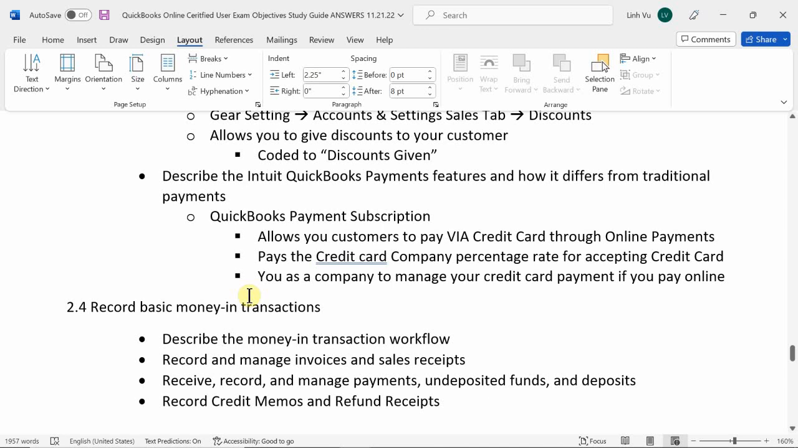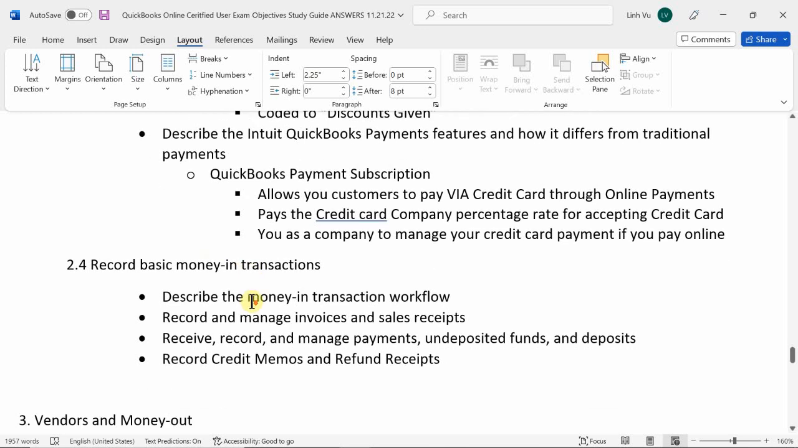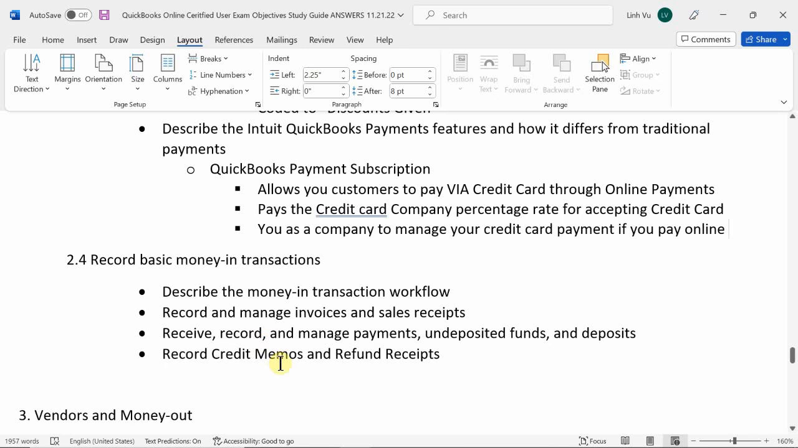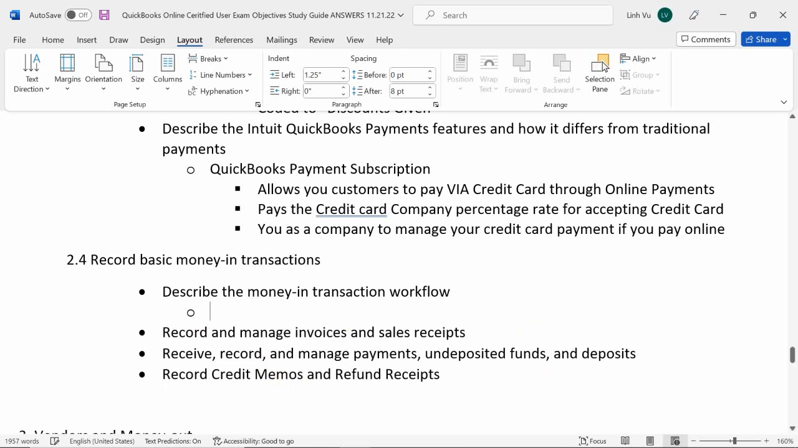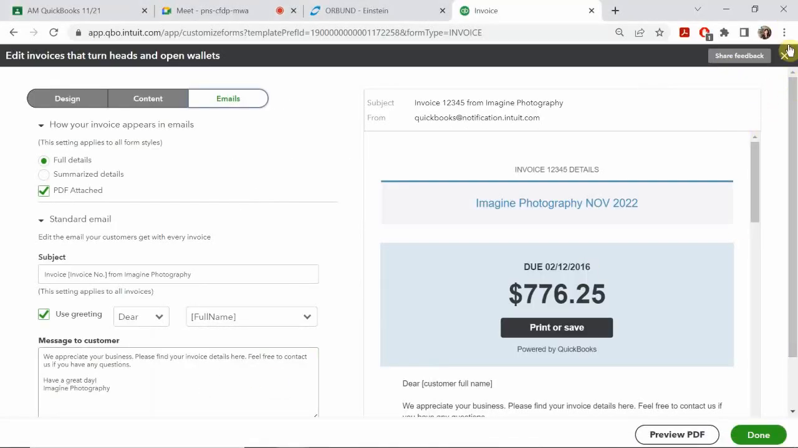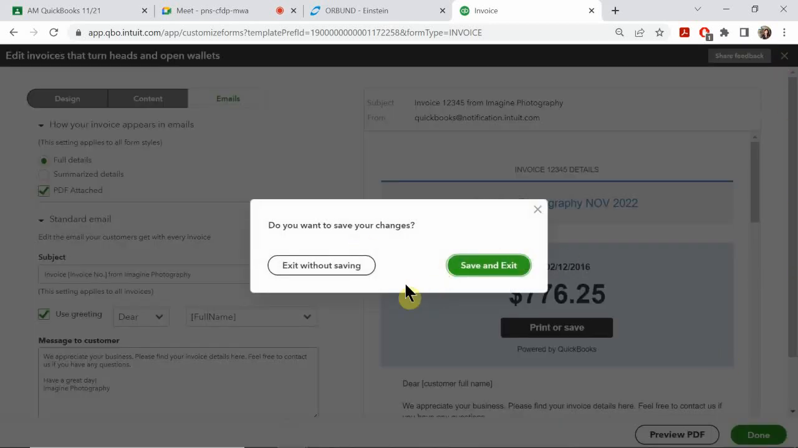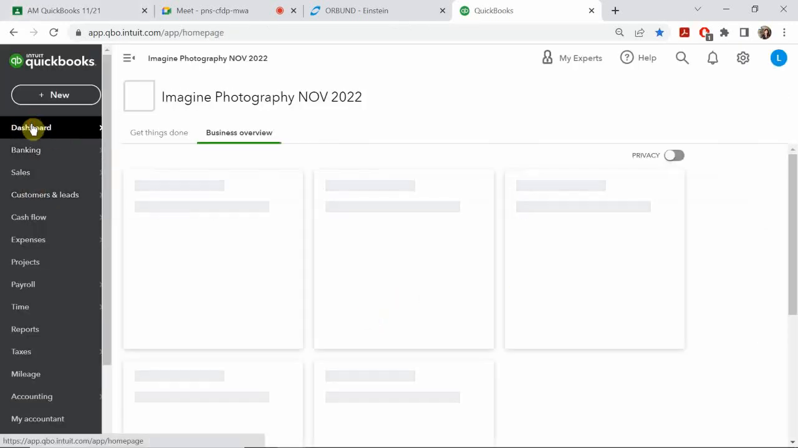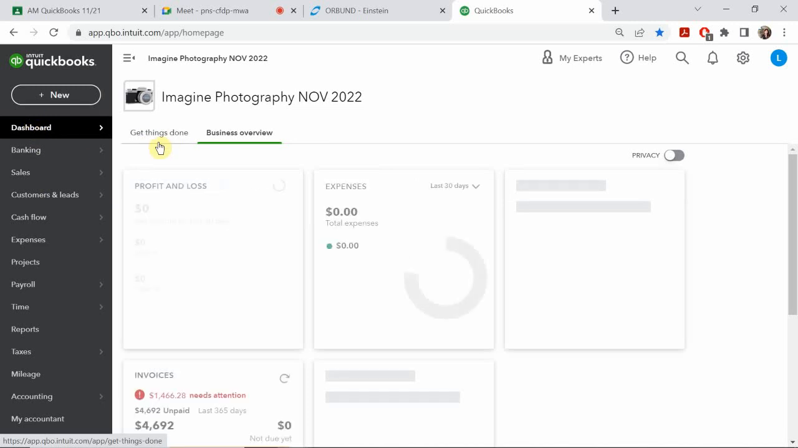Okay. 2.4. Okay. We're going to be recording basic money in transactions. So what we have here is describing the money in transaction workflow. Okay. What is this talking about? If you remember from chapter 1, we talked about your dashboard. Okay. We talked about your dashboard, right? And we talked about the first tab, which is getting things done.